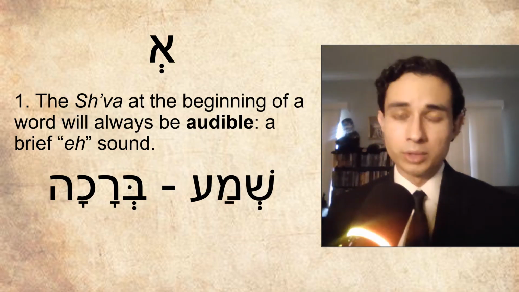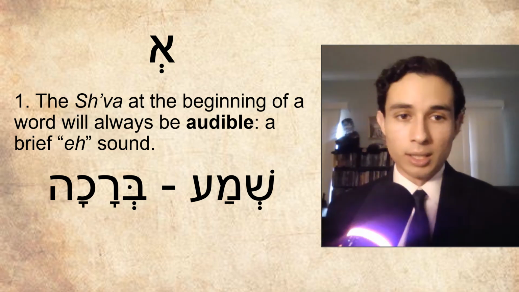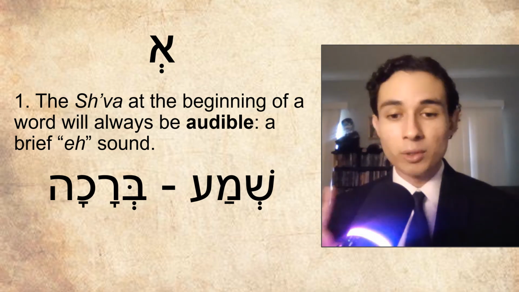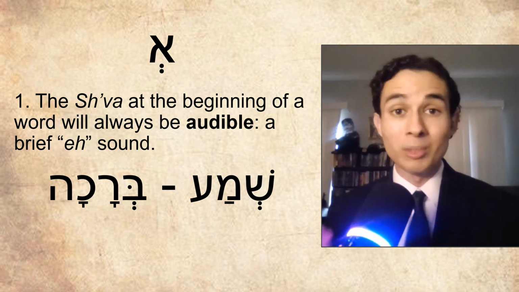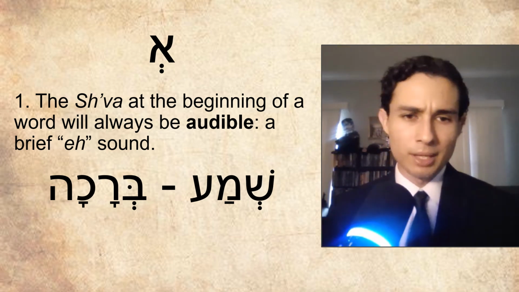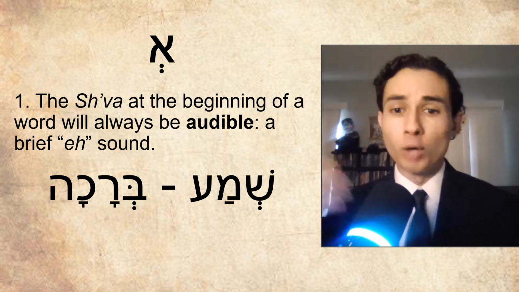So this first rule is definitely easy to remember. The Shva at the beginning of a word will always be audible, a brief eh sound. Whenever you see a Shva at the beginning of a word, always the first letter of a word, it is automatically an audible eh. But remember, it is barely audible or briefly audible. What does that mean? It means that you shouldn't exaggerate its pronunciation as if it were its own syllable.